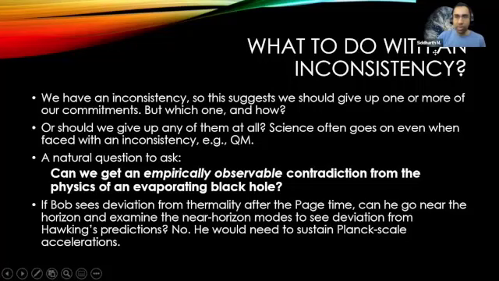Okay, so the Page time paradox gave us an inconsistency, but what do we do with an inconsistency? In general, if we have an inconsistency, then that suggests that we have to give up one of the commitments in the set of statements that create a contradiction. But which one should we give up, and what does giving up one of them mean? But before we even get there, it's worth asking whether we should give up any of them at all. So surprisingly enough, science often goes on completely successfully even when it has some inconsistency within it.